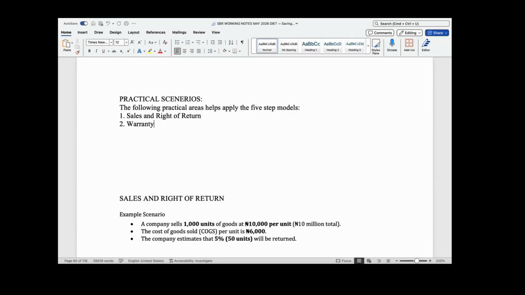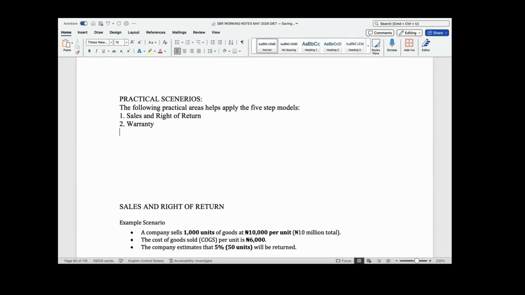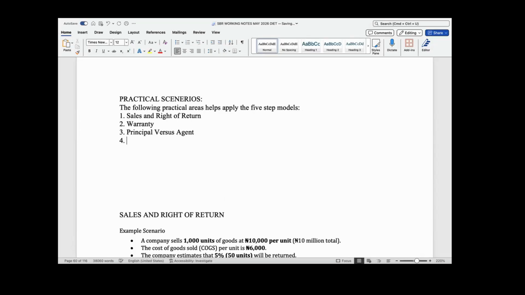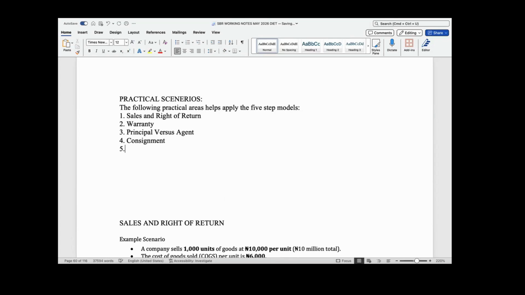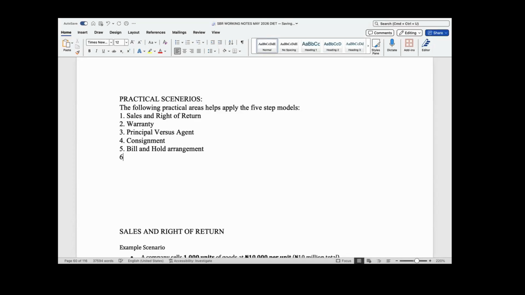I will talk about warranty. I will talk about principal versus agent. You can see a question around this. I will talk about consignment arrangements. I'll talk about bill and hold arrangements. And I'll also talk about repurchase agreements or arrangements. So I'll talk about these 6.